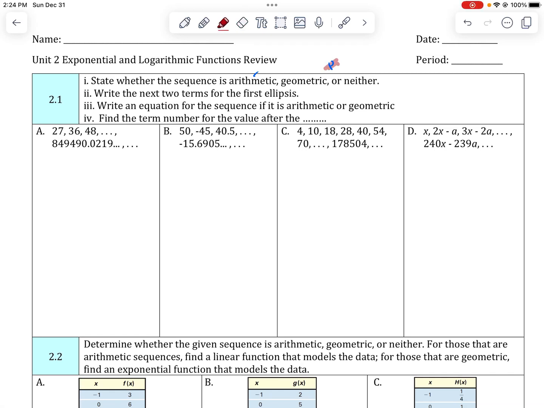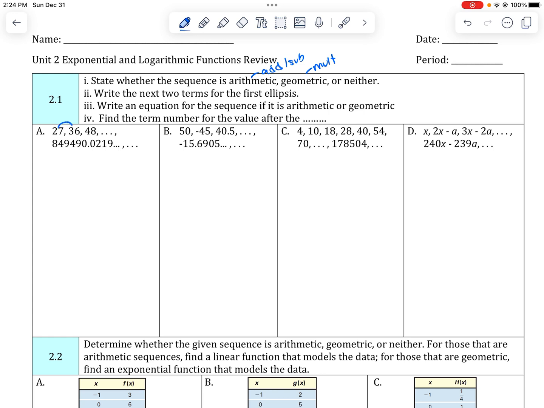So we're starting back with unit 2.1, where it was arithmetic or geometric. If you remember, arithmetic was adding or subtracting, and geometric was multiplying. So what do we have to do here? State whether it's arithmetic, geometric, or neither. Write the first two terms afterwards. Write an equation for the sequence, and find the term value of that term after the dots, after the ellipses.